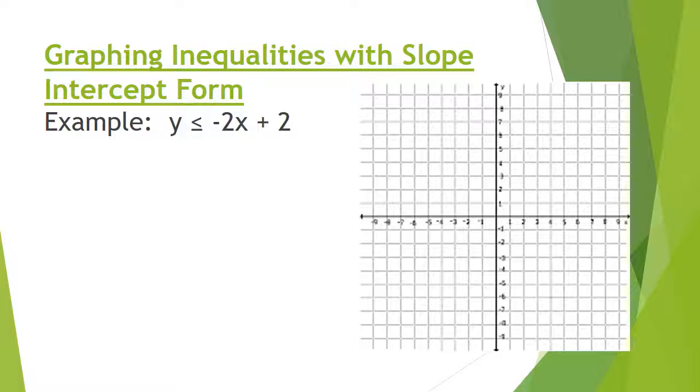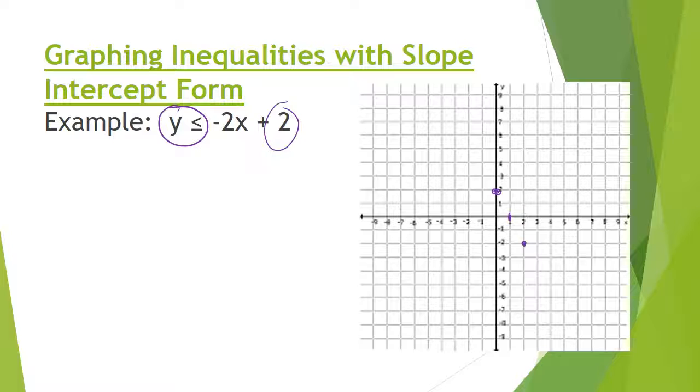Let me change colors. So to graph this one, I start off the same way I did with all the others. I put a dot at 2, right, because that's my y-intercept. And then I go down 2 over 1. Down 2 over 1. All right, so I have 3 dots. That's enough.